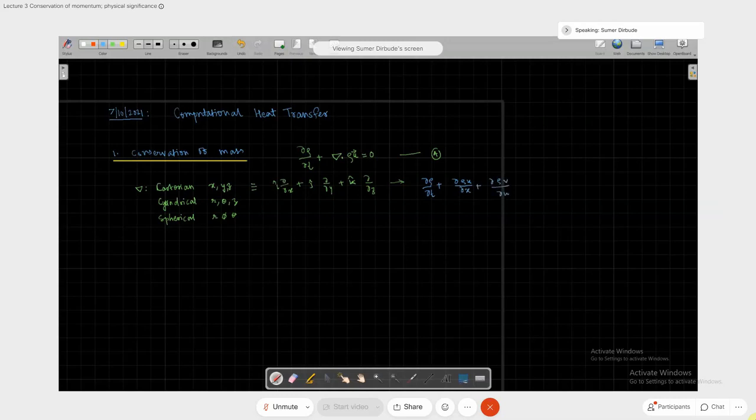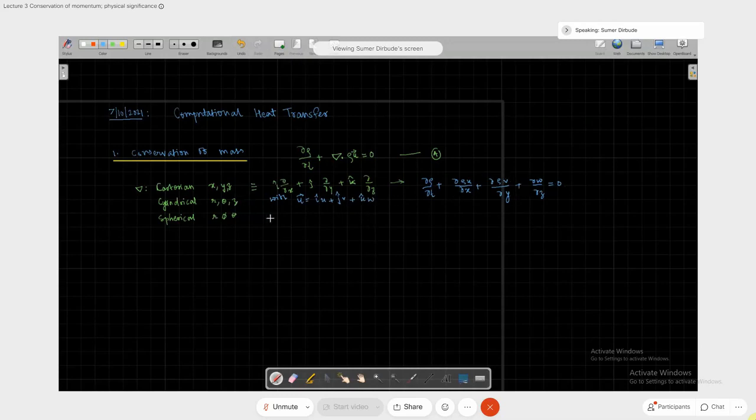So ∂(ρu)/∂x plus ∂(ρv)/∂y and ∂(ρw)/∂z equals 0, with u equal to i cap times the magnitude, the component of velocity in the x direction u, the component of velocity in the y direction v, then the component of velocity in the z direction, that is w. So you got this equation.